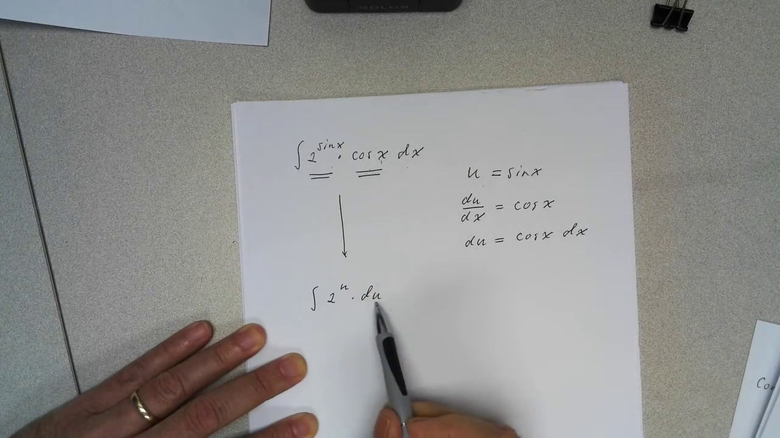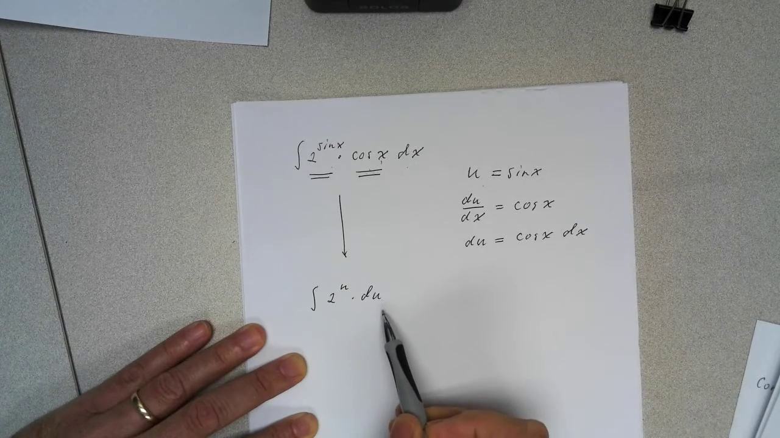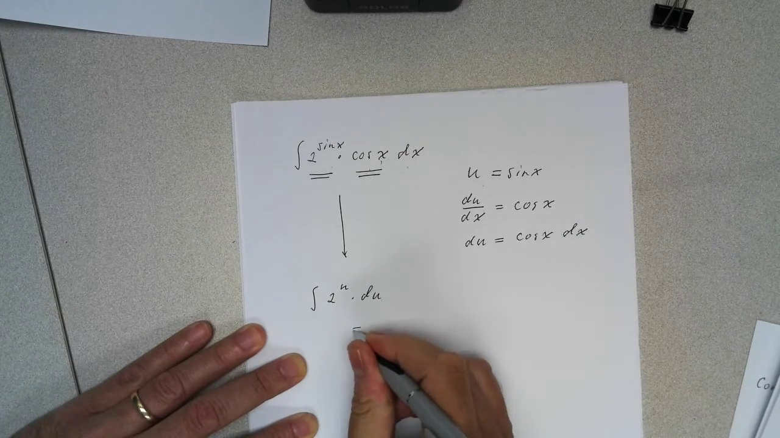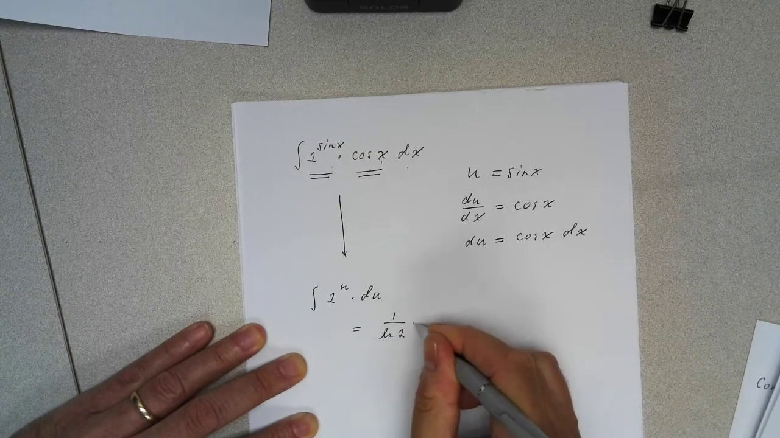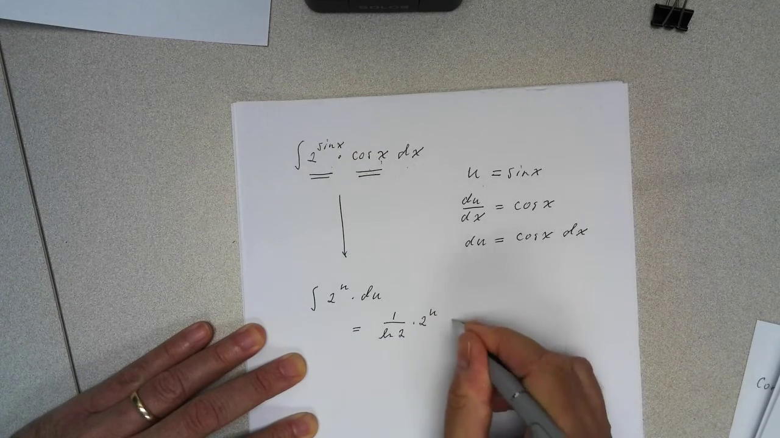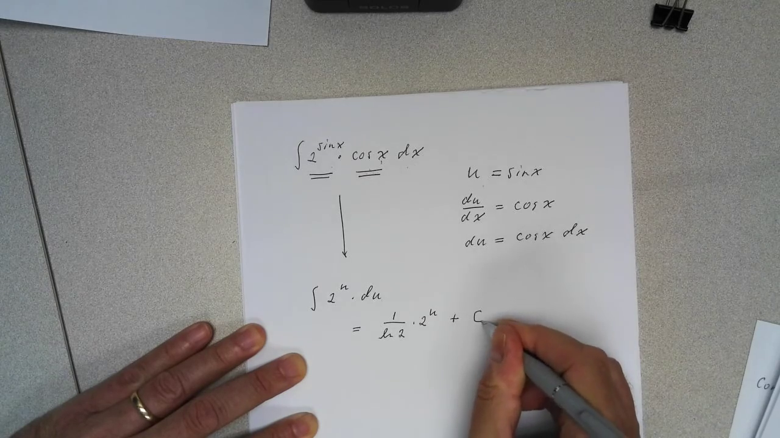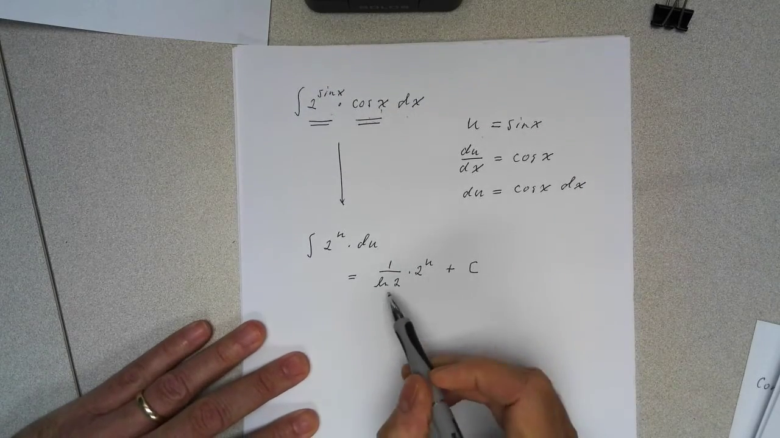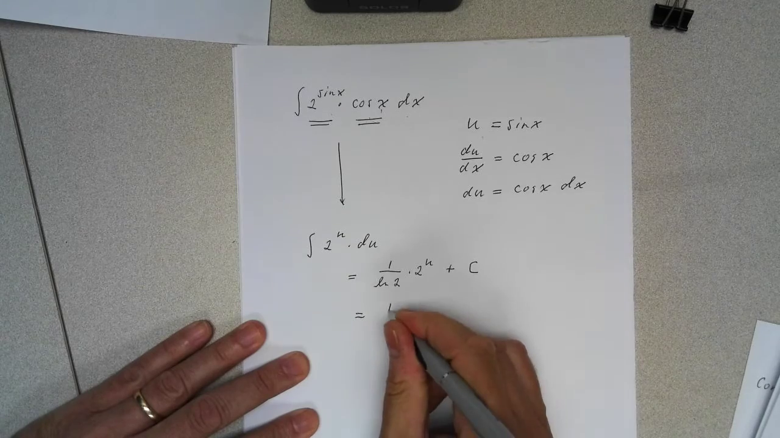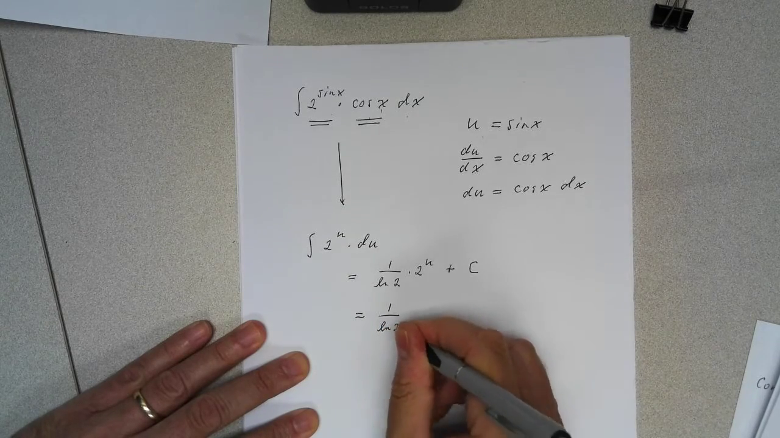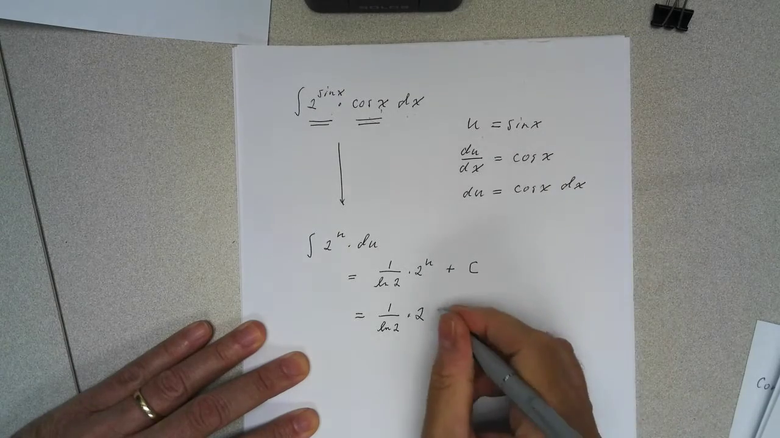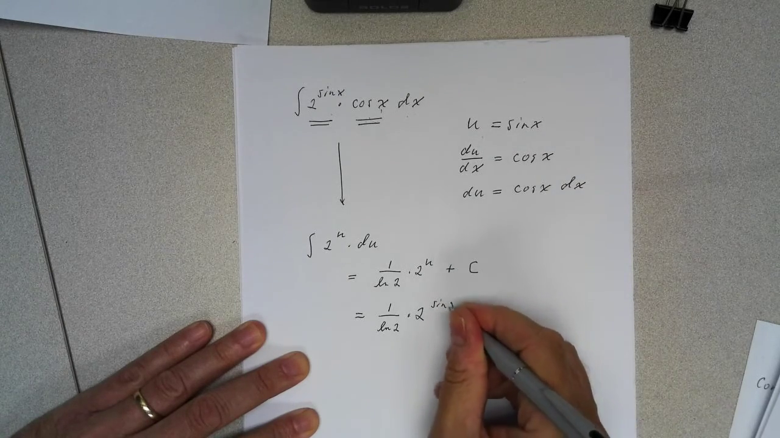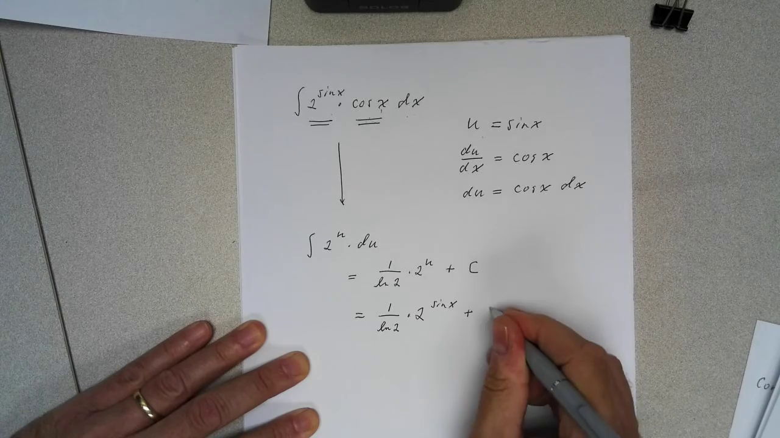Now we can anti-differentiate this because it's on the list. The antiderivative would be 1 over the natural log of 2 times 2 to the u plus a constant. And again, we have to back substitute. So this becomes 1 over the natural log of 2 times 2 to the sine of x, and then we add our constant.